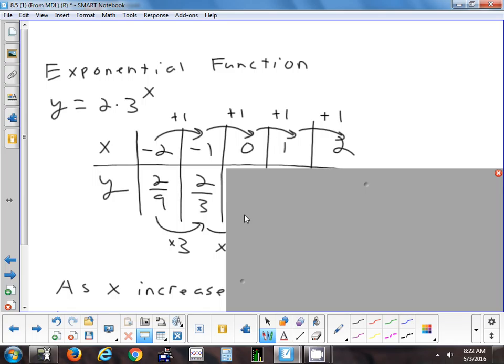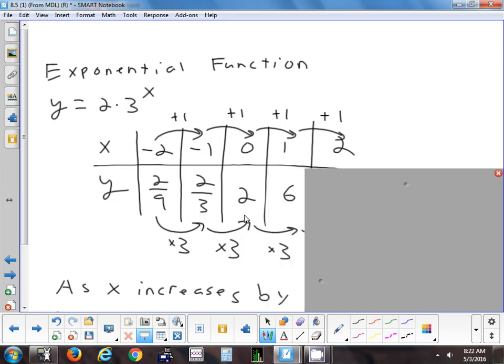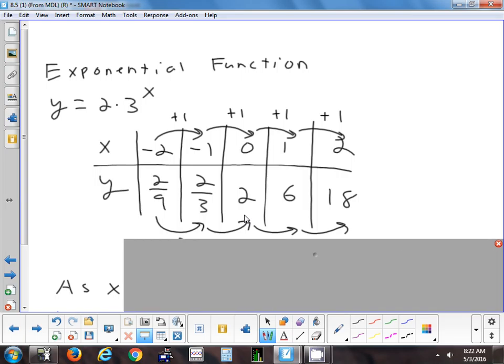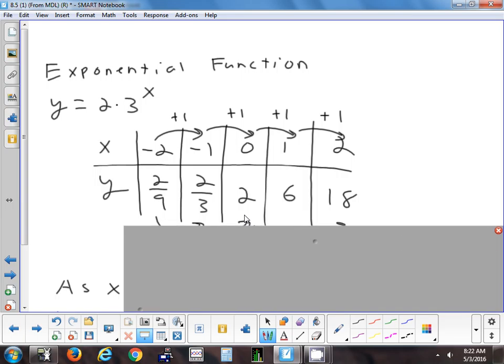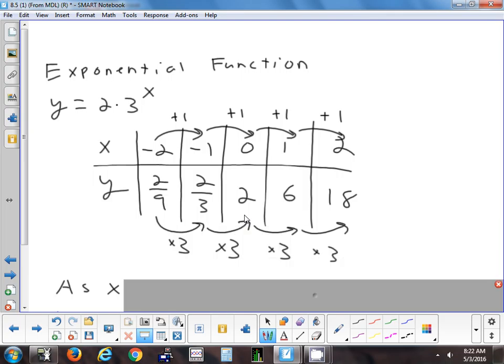Let's fill in 0. What's 3 to the 0 power? 1. And what's 1 times 2? 2. Let's fill in 1. What's 3 to the first power? 3 times 2? 6. And let's do one more. What's 3 to the second power? 9 times 2? 18. So, what's the pattern here? How do you get from 2 to 6, and the same thing to get from 6 to 18? Yeah, you're timesing by 3. That's the whole key.